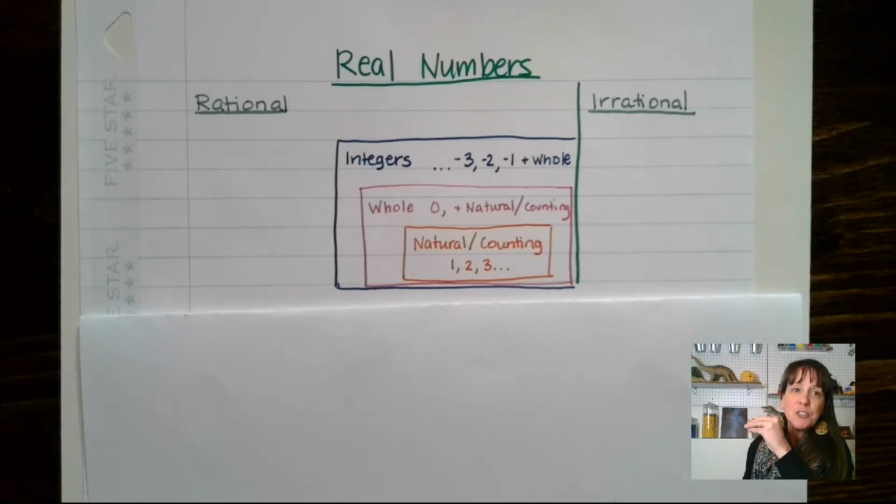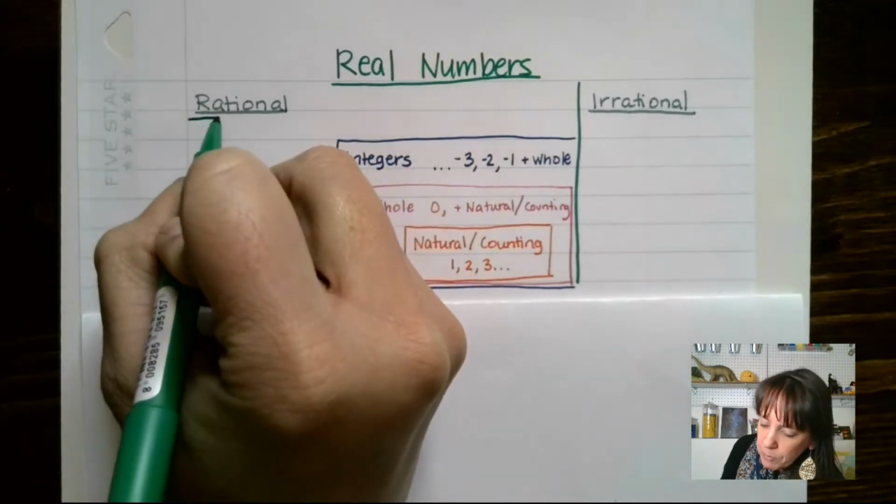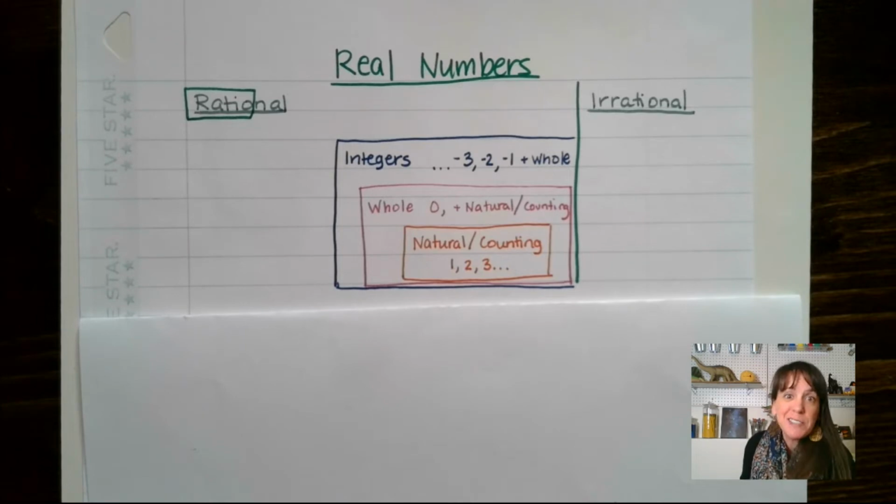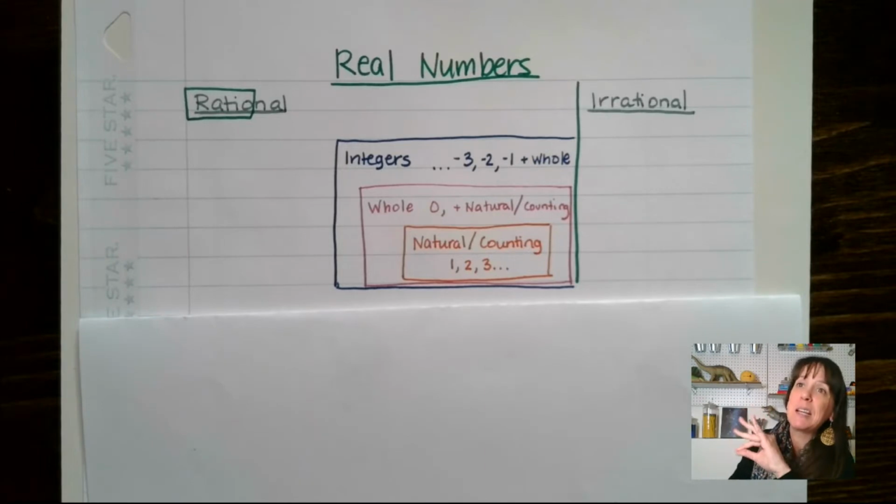Okay, but for rational numbers, the root word of rational is ratio. And remember, a ratio is just a fraction. So a rational number is a number that can be written as a fraction. An irrational number is one that cannot be written as a fraction. And I'm going to tell you, that means it's going to be like a decimal that repeats, that never ends. And as soon as I said that, you may have thought of the most famous one, which is pi.